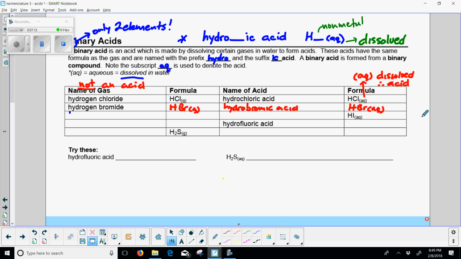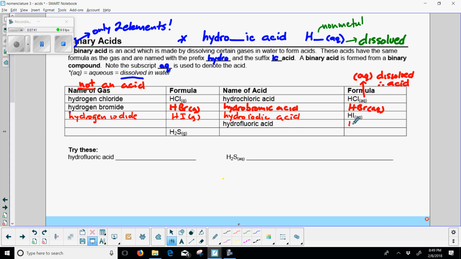Okay, now here I don't know the gas, but I can work backwards. So I've got my HI. So this would be hydroiodic acid. And it's coming from this hydrogen iodide gas that's dissolved in water. You get the idea. Okay, so it's relatively straightforward.